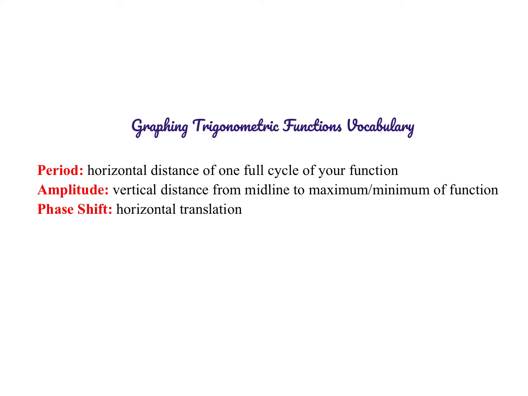And then last is the term phase shift. Phase shift is simply a horizontal translation, so it's a shift left or right. But when we're working with trig functions, we call them phase shifts. It's not any different besides the vocabulary, but just know that if you ever hear the term phase shift, it just means a shift left or right, a horizontal translation.